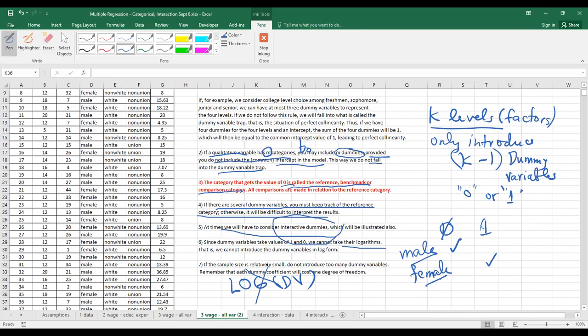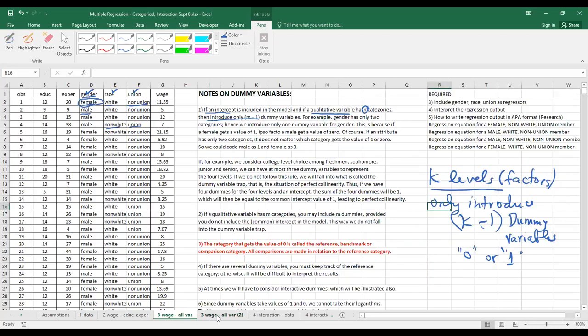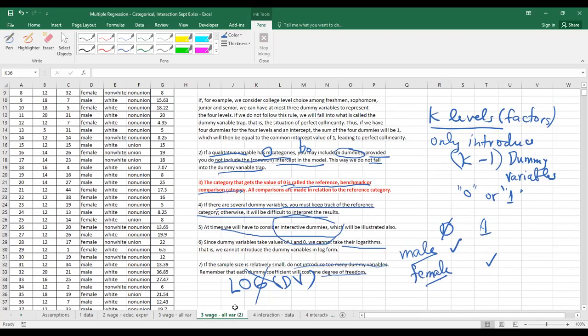And then, if the sample size is relatively small, do not introduce too many dummy variables. Remember that each dummy coefficient will cost 1 degree of freedom. So, kunyari, maliit lang yung sample size natin. It's not a good idea, guys, to include many dummy variables kasi maaapektuhan yung power ng model natin. Okay. So, tingnan ko nga to.